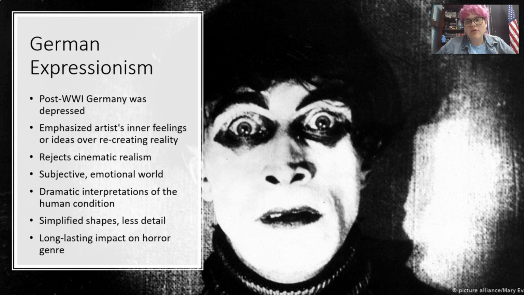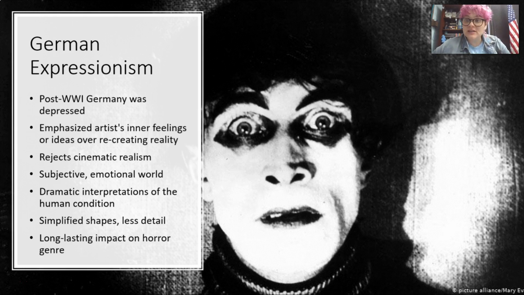Expressionism was an art form that was present in film, but was primarily expressed through visual art, paintings, etc. And it really emphasized the artist's inner feelings rather than being realistic. In fact, Expressionism directly rejected realism in cinema and in all forms. Expressionism believed that the world is subjective, that we experience it emotionally, and not all people's realities are the same. And it included very dramatic and unrealistic interpretations or depictions of the human condition.